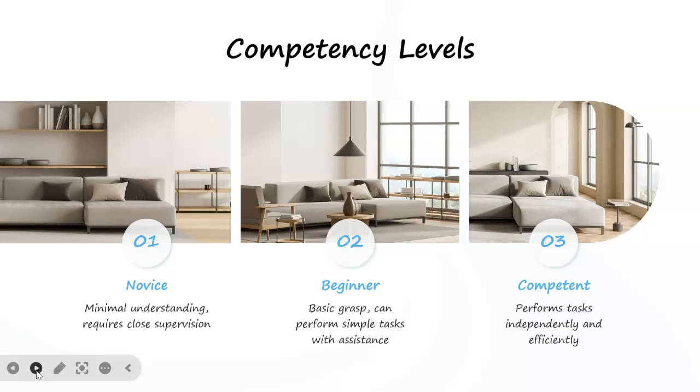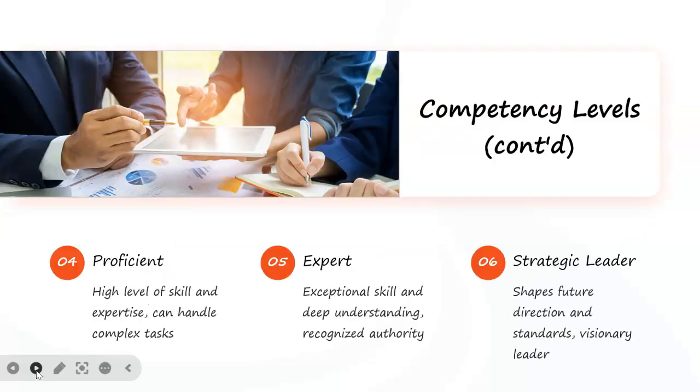At the second level, that is the beginner, it is a situation where you have basic grasp of the job and you are able to perform simple tasks, but with assistance. Now, in the third level, we have competence, and this is where you are able to perform work tasks independently and efficiently without necessarily having been supervised.